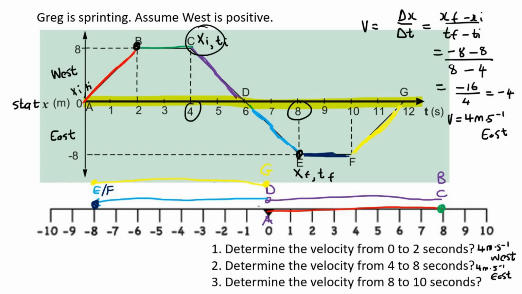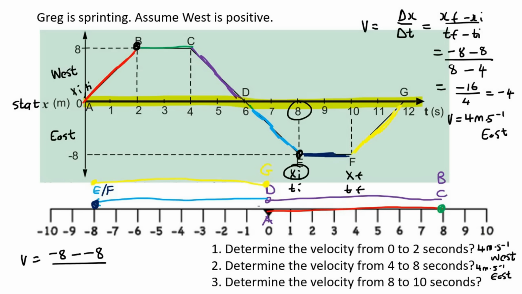Okay, so determine the velocity from 8 to 10. From 8 to 10 is going to be this part over here. This is where Greg wasn't moving. So we should find that the velocity will be 0. But let's just see how the calculation works. This displacement is negative 8, so negative 8 minus, and this displacement is also negative 8. And then the time is going to be 10 take away 8. If you calculate this, you would end up with 0 meters per second. And so that is why we say in this area and in this area, Greg actually wasn't moving.